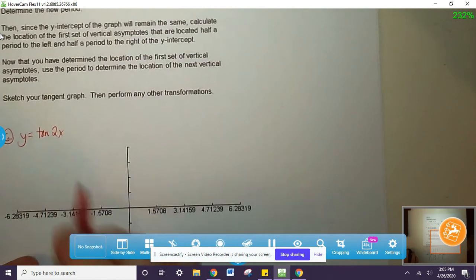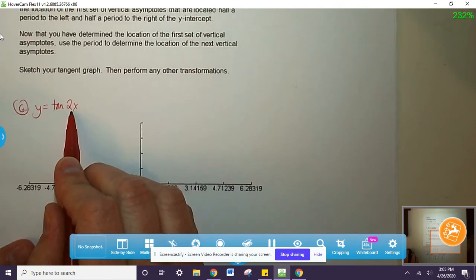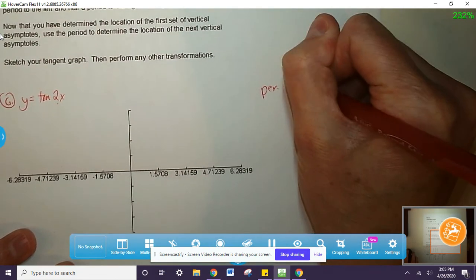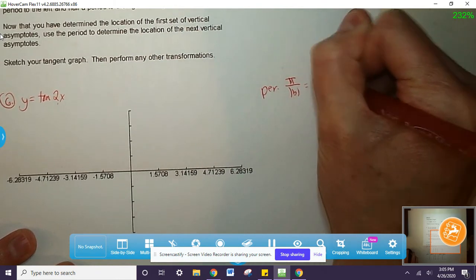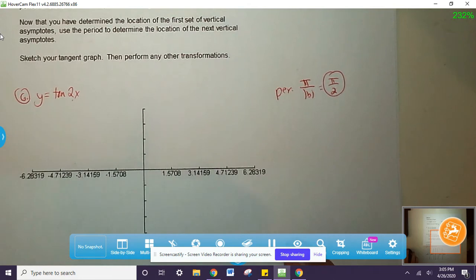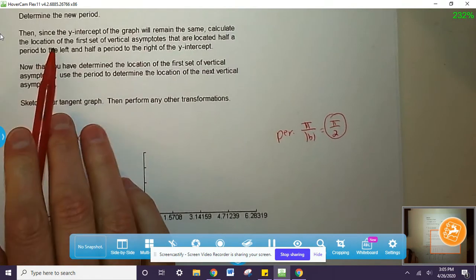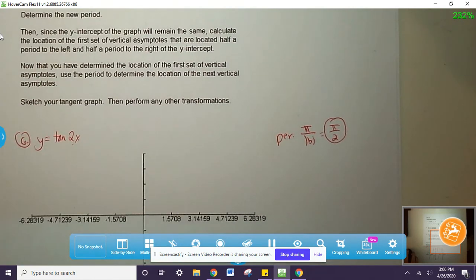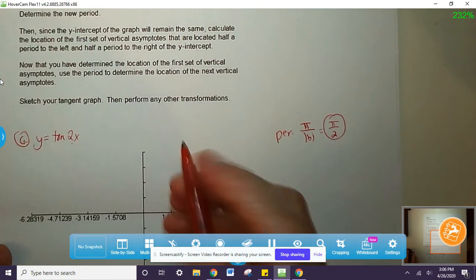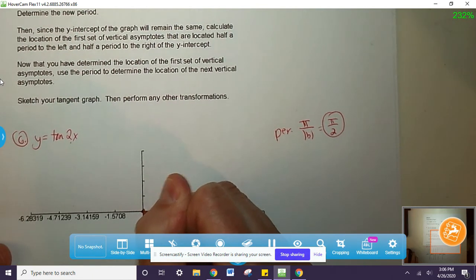So the first thing I want to do is determine the new period. That's what the first step was. Okay, so the period for tangent is pi over the absolute value of b. So in this case, that's pi over 2. And then here's how I handle tangent. I handle tangent a little differently than sine and cosine because tangent has the asymptotes for me to work with. So the y-intercept is going to stay the same. That's like my anchor point. That's not going to move.